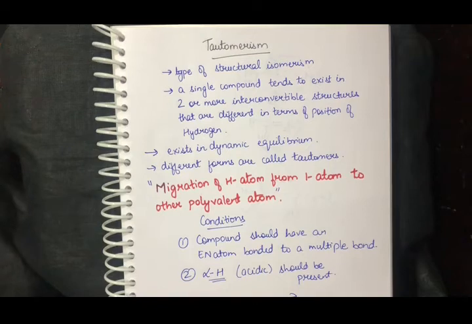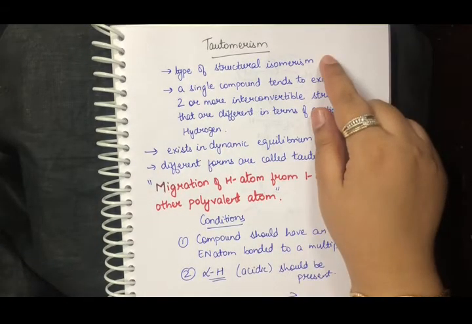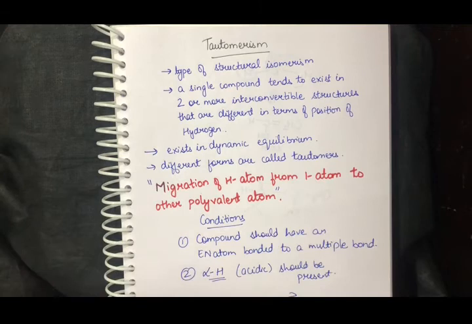Students, in this video I'm going to talk about an important phenomenon that is called tautomerism. Now what is tautomerism? It is a type of structural isomerism. A single compound tends to exist in two or more interconvertible structures that are different in terms of position of hydrogen. This is the basic definition that I am reading out. I will soon explain it with the help of an example.